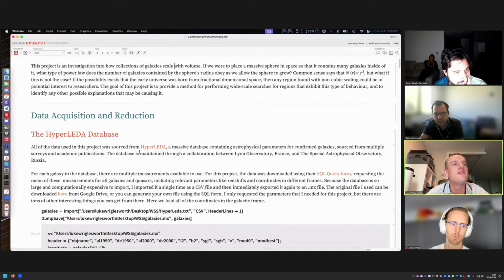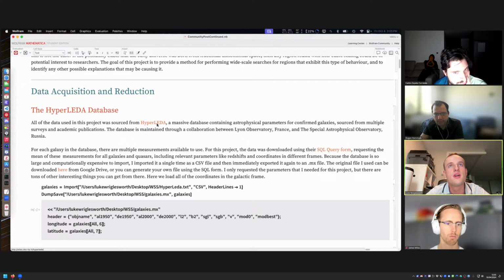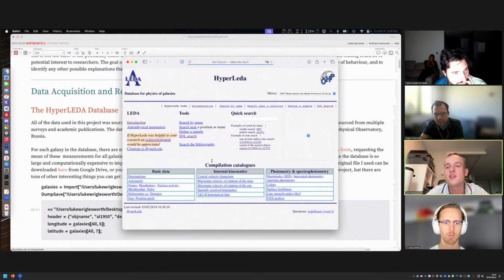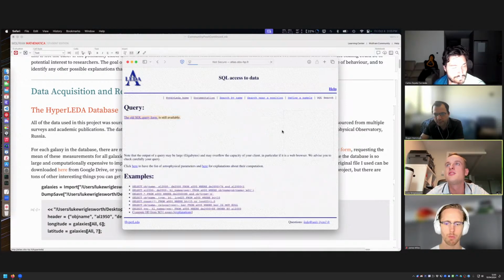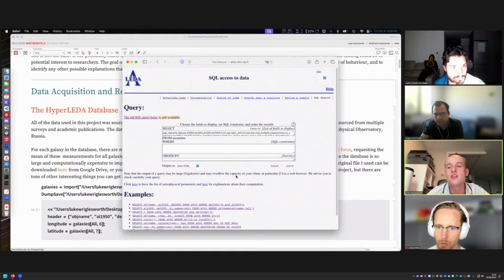So everything I used was from HyperLEDA. HyperLEDA is basically a compilation of many galaxy surveys and research papers. For each galaxy, you'll have about six measurements, and I used a SQL query to get the mean value of the measurements that I needed for the whole data set.